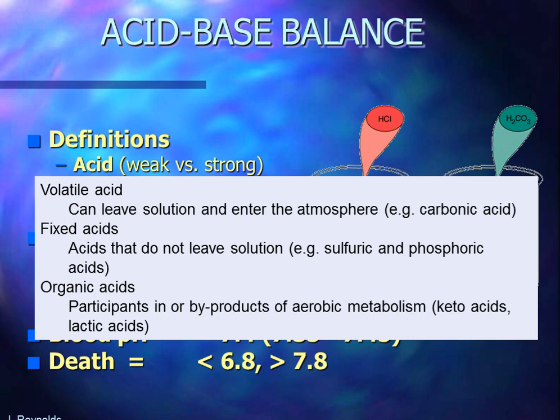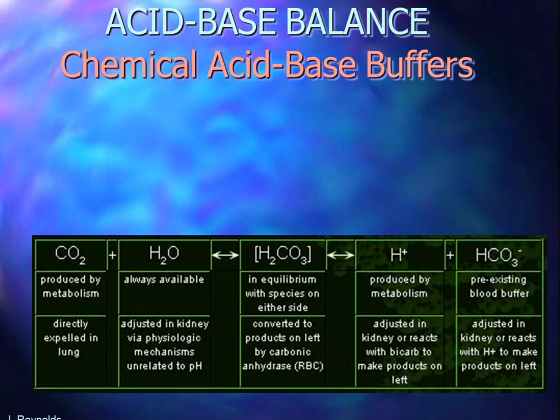Then we've got the fixed acids. They're sometimes called inorganic acids, although carbonic acid is an inorganic acid too, even though it's got carbon. No, I'm wrong. It's an organic acid because it's got hydrogen bonded to it. The fixed acids don't leave a solution. Sulfuric, phosphoric, hydrochloric acids. Okay, so keep them in mind. All right, so we're going to look at 3 different ways that acids and bases are kept in balance.